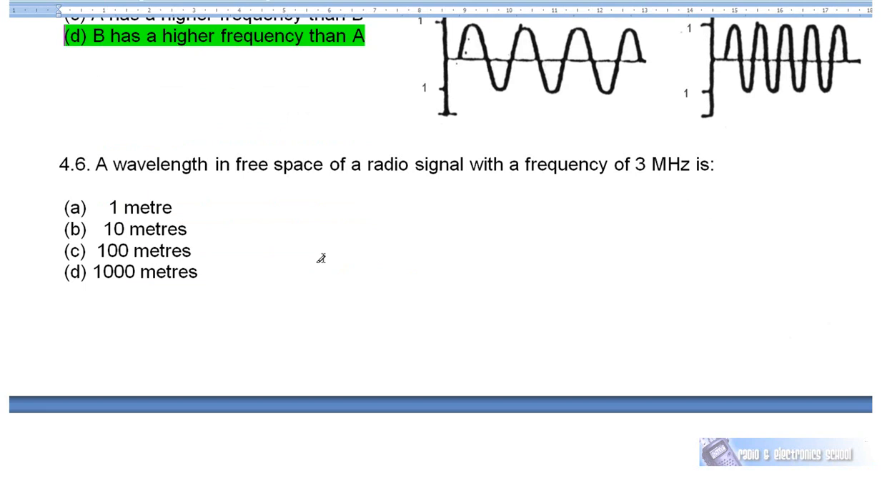Question 4.6. A wavelength in free space of a radio signal with a frequency of 3 megahertz is, well, using our equation again, wavelength equals 300 divided by frequency in megahertz. The frequency in megahertz is 3, and that's going to equal 100 meters. So the answer is 100 meters. Not too hard, is it?